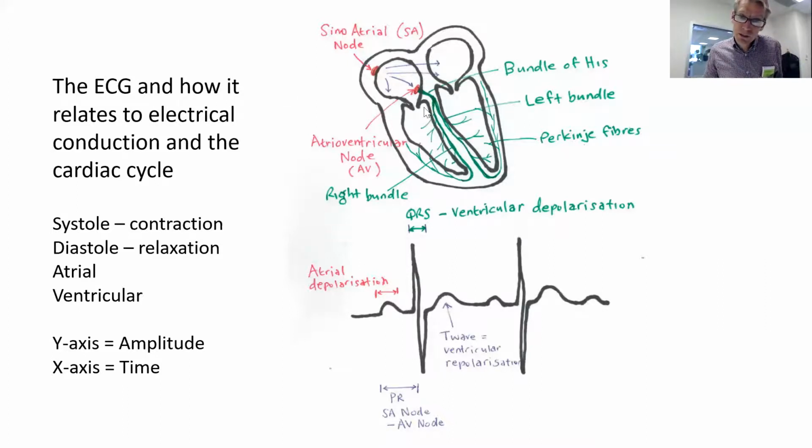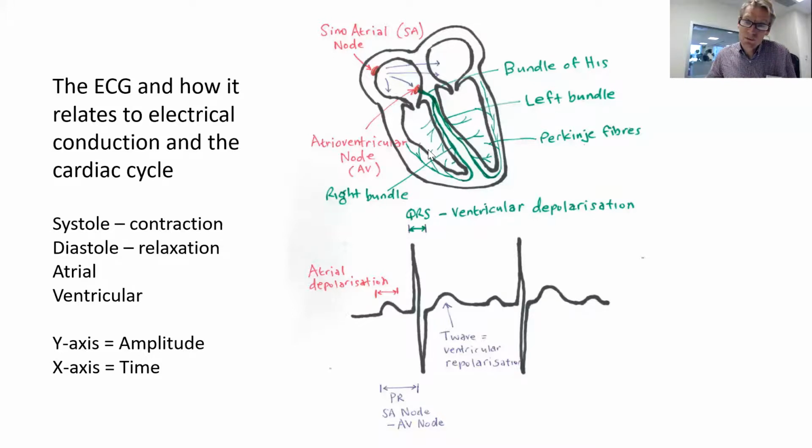The time it takes for the impulse to get all the way around the ventricle is the duration of ventricular depolarization, which is the QRS complex. So this is the QRS complex, and this QRS duration is the time it takes for ventricular depolarization or ventricular contraction. Then there's the T wave, which is ventricular repolarization, which is just relaxation of the ventricle.